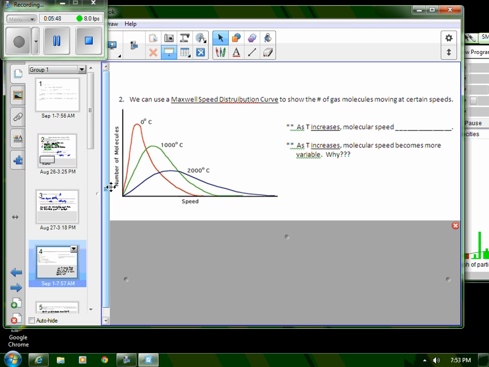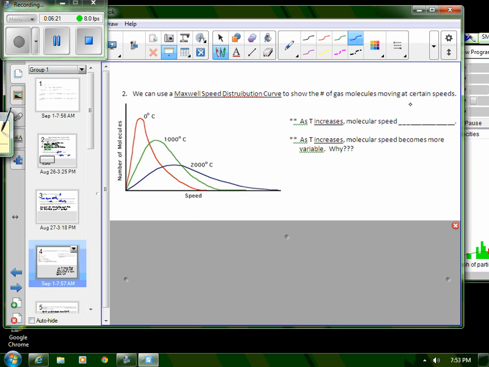The one thing that might jump out to you is, let's take a look at the axes. Here we have number of molecules. So if you have a sample of 1,000 molecules, and this is speed, we're going to map the speed each of those 1,000 gaseous molecules are going. The one thing you might notice is as temperature increases, as you go from 0 to 1,000 to 2,000, what do you notice is happening to the molecular speed? Well, from the red to the green to the blue, the curve just keeps shifting to the right. So molecular speed increases, which hopefully is exactly what you'd expect. If the particles have more kinetic energy, then they're going to be moving faster.